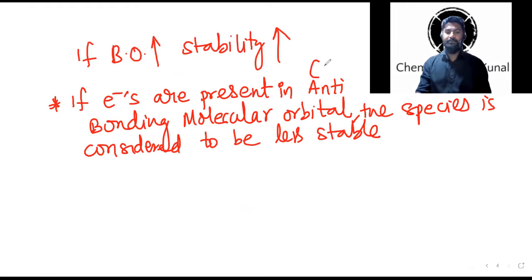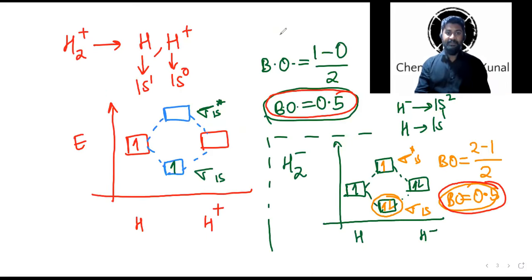What do you mean anti-bonding? Anything with star, like sigma star, pi star, whatever it is. So if your electrons are present in these star orbitals, that's where the game changes. The molecule becomes unstable. So now look at both the diagrams. This is the time we analyze it properly. Okay, so let's have a look.